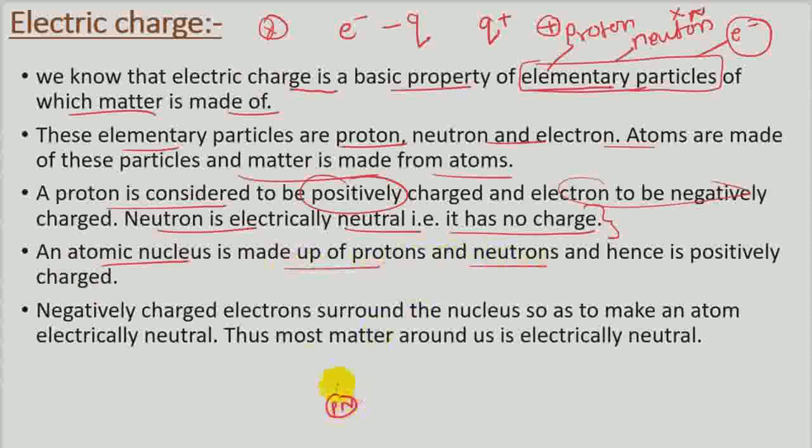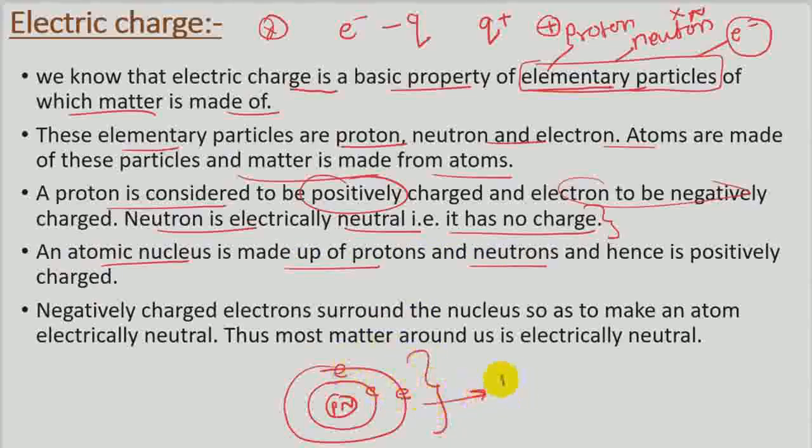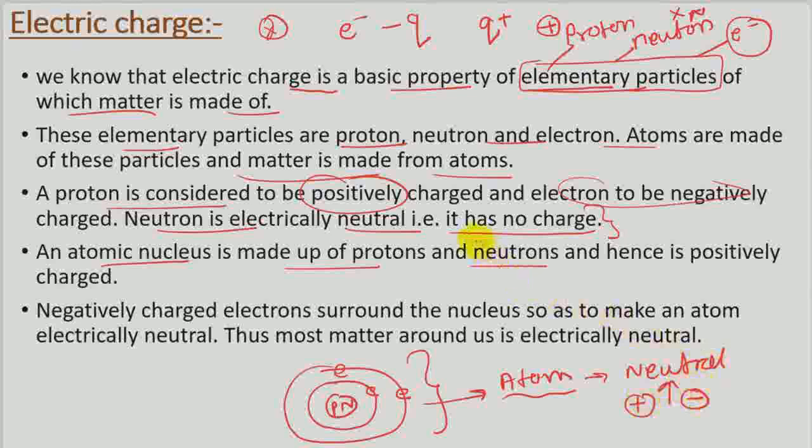You already know the structure of the atom. The center part of the atom is the nucleus. Within the nucleus, protons and neutrons are placed. Electrons revolve around the nucleus. Why is an atom electrically neutral? The number of positive charges is equal to the number of negative charges. So negatively charged electrons surround the nucleus so as to make an atom electrically neutral.